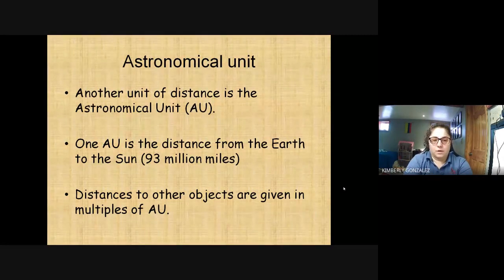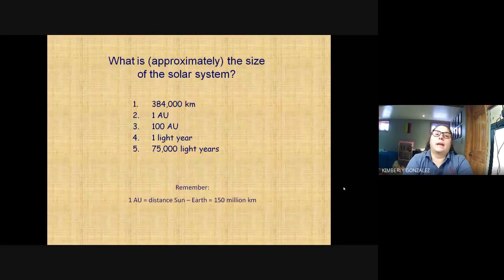Okay, so now let's do a regions question. What is approximately the size of the solar system? Is it 384,000 kilometers, 1 astronomical unit, 100 astronomical units, 1 light year, or 75,000 light years? I'll give you a minute to try and figure it out.